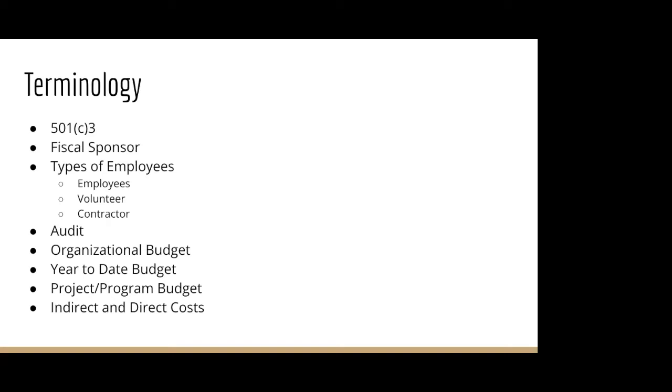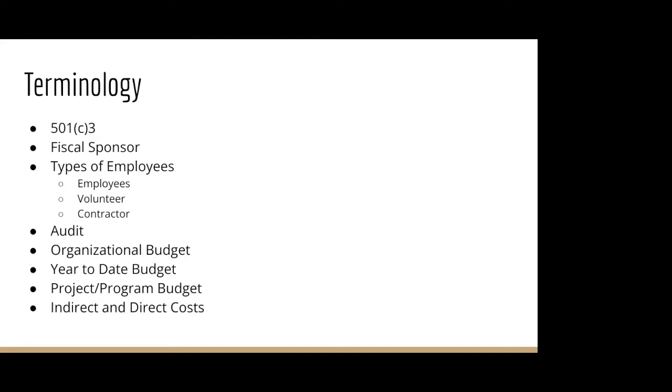So an organizational budget, another item that's going to be asked for. This is the budget where the organization outlines its entire year's worth of projected revenue and expenses. And the board of directors typically votes on an organization's budget.